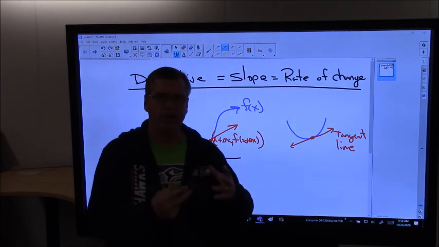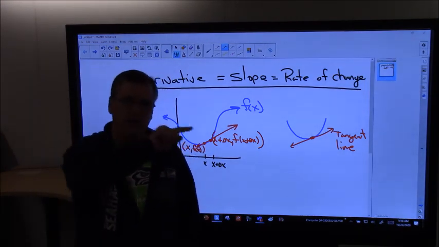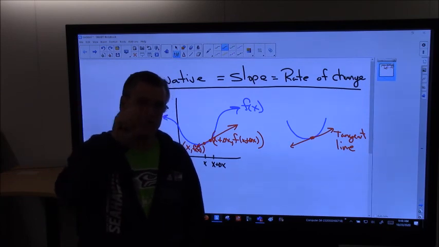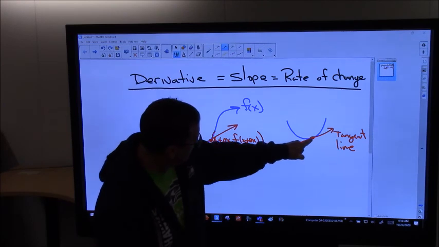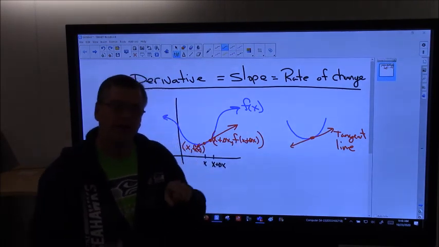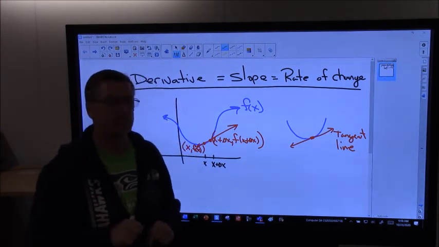The word tangent, if you think back to geometry, if you've got a circle and that line comes by and nicks the edge of the circle in one place, that's called a tangent line. So what we're doing is we're trying to make this line nick the edge of the curve in just one spot. There's really two spots, but they're so close together we can't tell the difference. Okay?